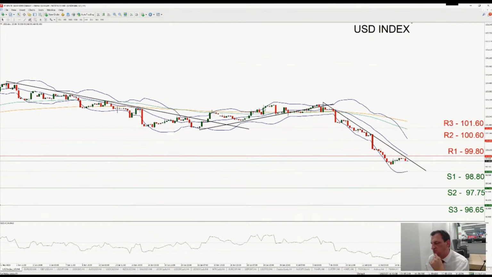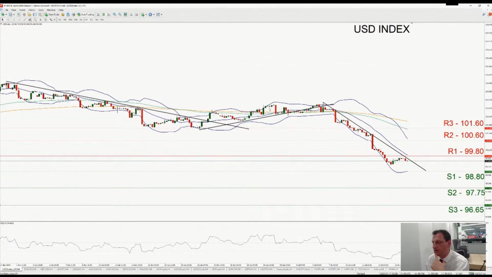On the other hand, I wouldn't be surprised, given the stabilization and the slight gains on Friday, to see the index stabilizing, breaking the downward trend line guiding it. And that would be a clear signal that the downward movement has been interrupted. And in that case, we may see the index stabilizing between the R1, 99.80, and the S1, 98.80. Something like this.